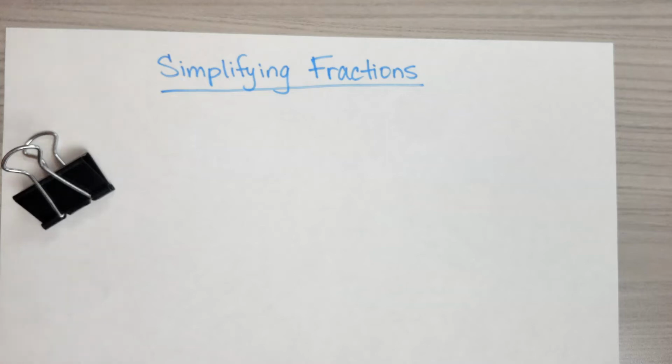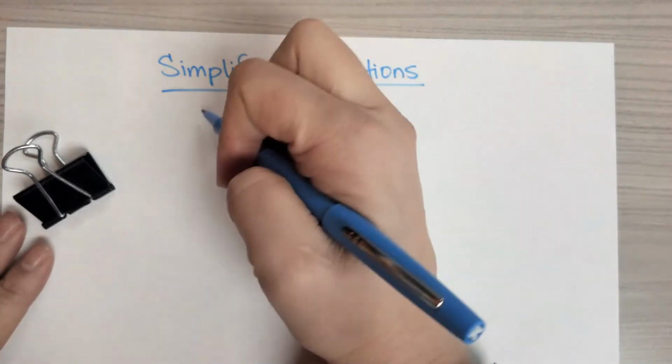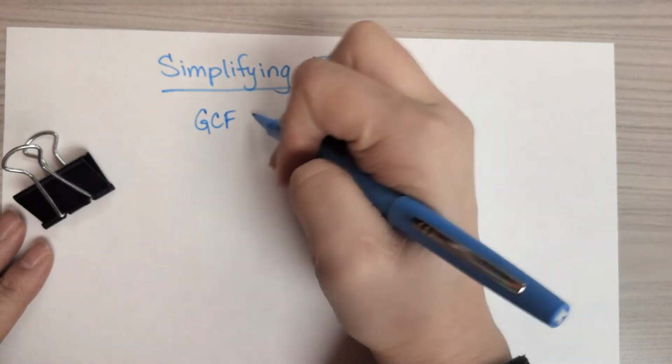Miss Stutz here, and for this video we're going to be talking about simplifying fractions. Basically what that means is that we're going to take our final answer of a fraction and reduce or simplify it into lowest terms. There is something to help us out with finding the simplest form of a fraction, and that's called the greatest common factor, or you may see it listed as GCF.